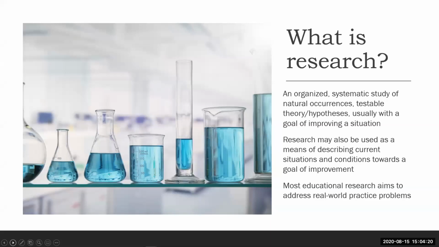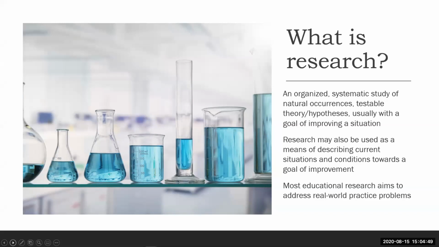So, starting out, what is research? It is organized, it's systematic, usually involves some sort of direct observation. That's what makes it empirical. Empirical means observable. Often we'll have hypotheses that we're testing, educated guesses based on past experience, past data, that we want to see if I do A, then B will occur.